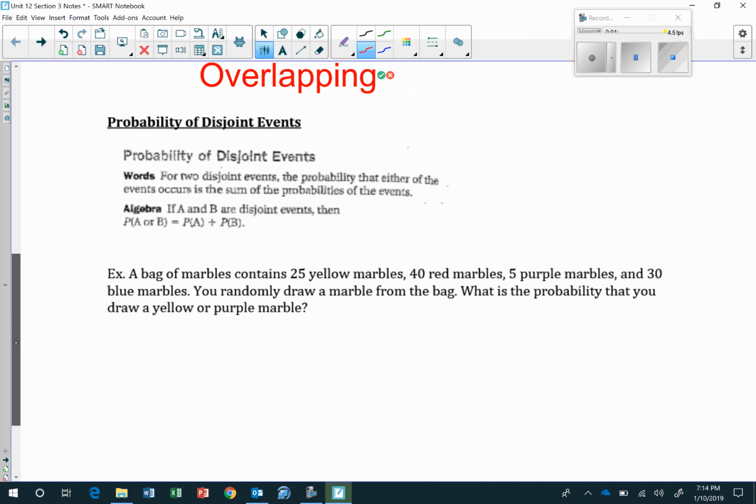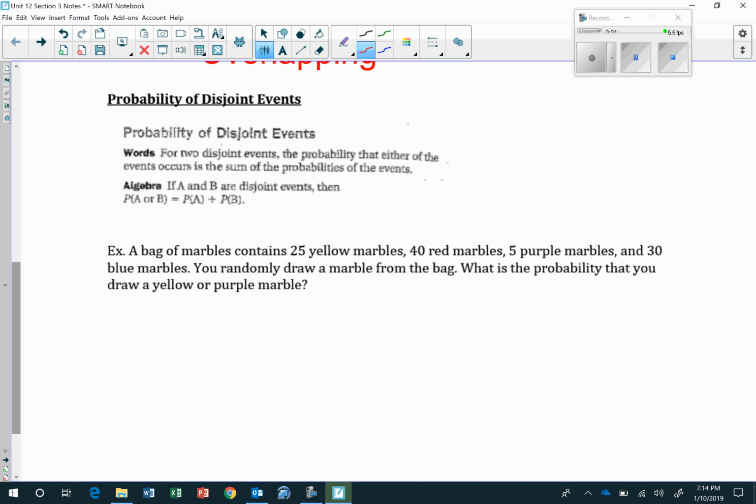So when we work our way down, we need to look at how to find the probability of disjoint events and how to find the probability of overlapping events. So I put the definition and formula from the book, but if you have disjoint events, that means you're going to add the probability of one plus the probability of the other. So it says a bag of marbles contains 25 yellow marbles, 40 red marbles, 5 purple marbles, and 30 blue marbles. You randomly draw a marble from the bag. What is the probability that you draw a yellow or a purple?